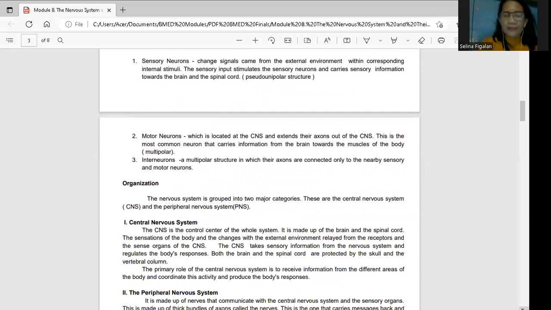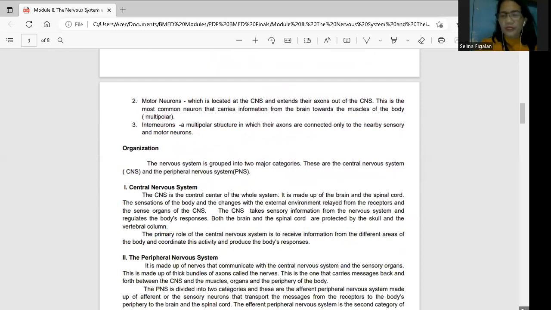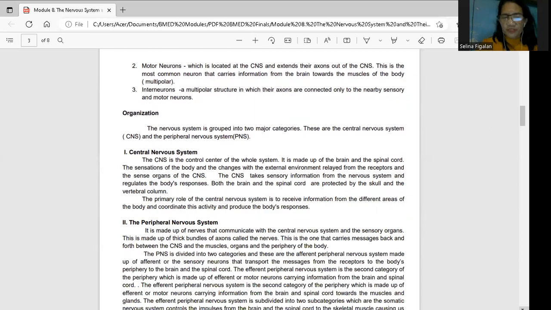Okay, paano in-organize ang nervous system? So they are categorized into two, the CNS or the central nervous system, and then the other one, which is what we call the peripheral nervous system. So when you say central nervous system, it includes your brain and your spinal cord. So that is about the sensations in your external environment. Ano yung nararamdaman mo? The receptors relay messages to the CNS or into the spinal cord going to your brain. So the CNS takes sensory information from the nervous system.